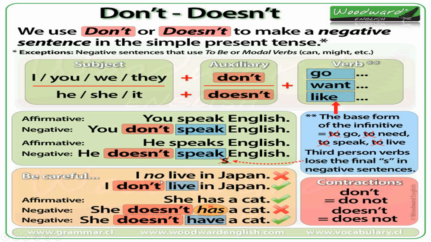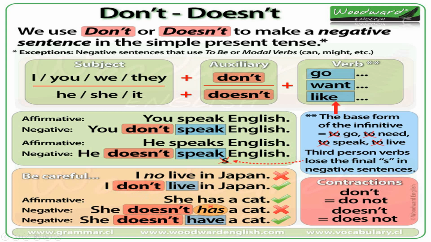Now be careful. I no live in Japan. Is it correct statement to change into negative sentence? No. What will you write? I don't live in Japan. I will come under plural pronoun. So we will use don't. And we have to write the root form of verb. So live. I don't live in Japan.